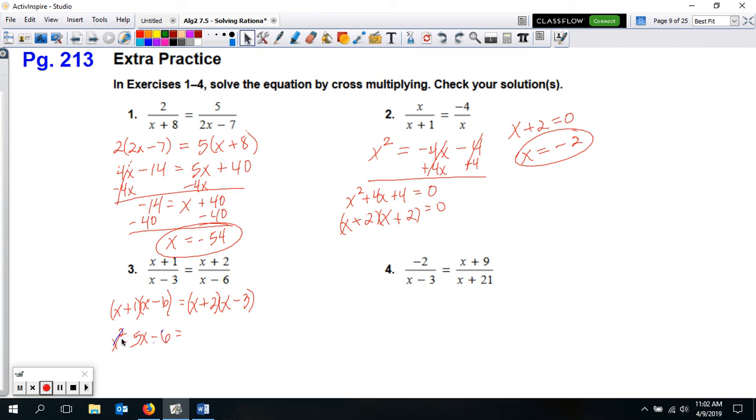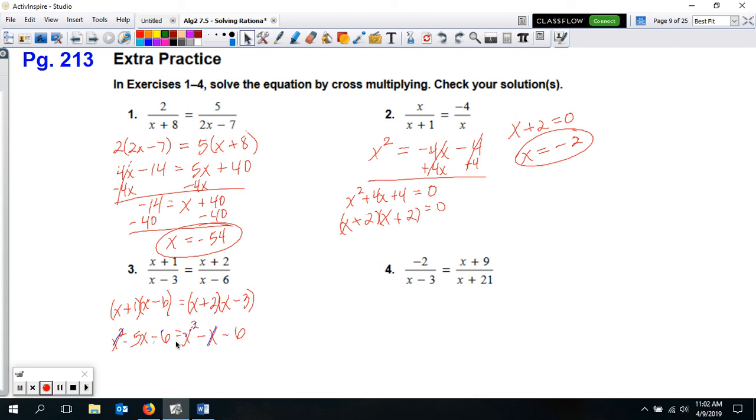So x times x is x squared. Your outside's negative 6x, inside's 1x. So take 1 away from 6, it's negative 5x for the middle, and then 1 times negative 6 is negative 6 here. Over on this side, this will FOIL down to these three terms. So x times x is your x squared here. Outside's negative 3x, inside's positive 2x. So if we take 2 away from negative 3, it leaves me with a negative 1x, and then 2 times negative 3 is also negative 6 here.